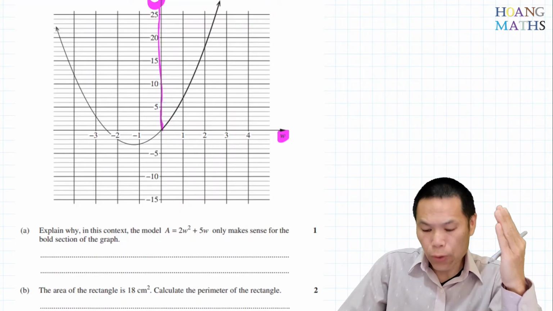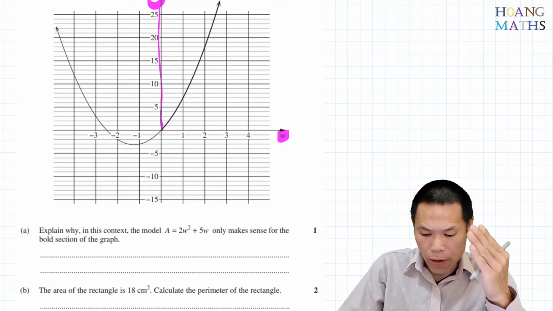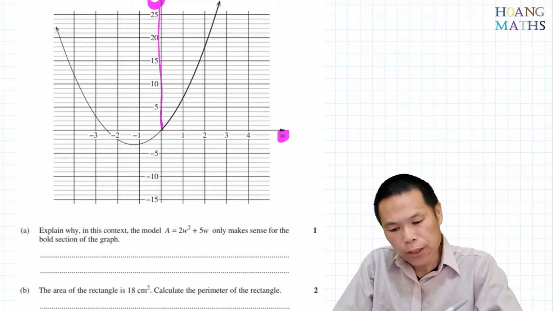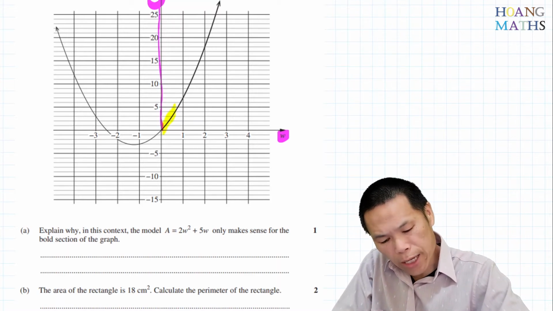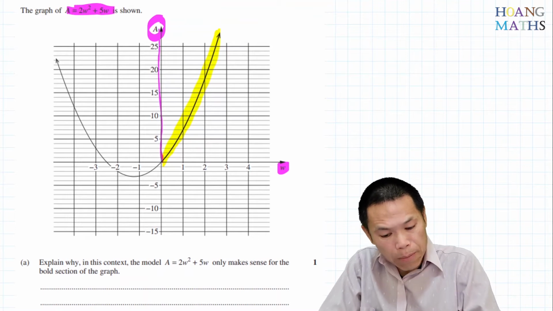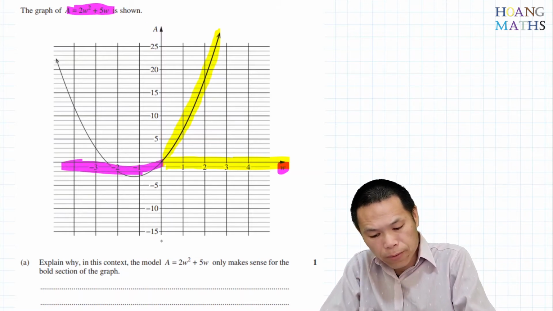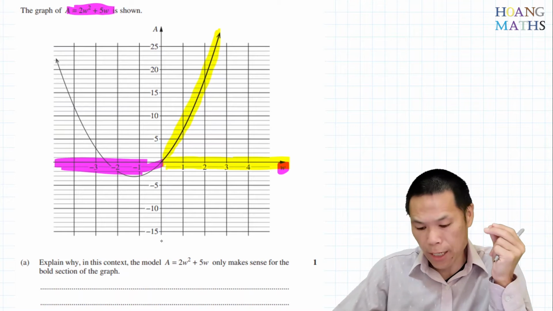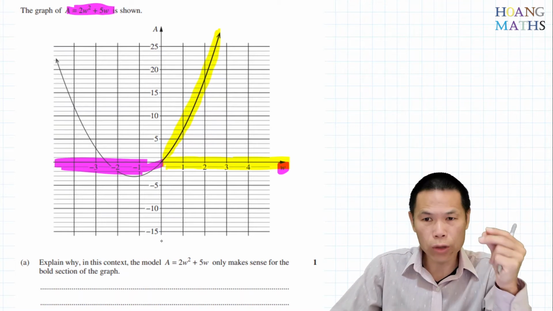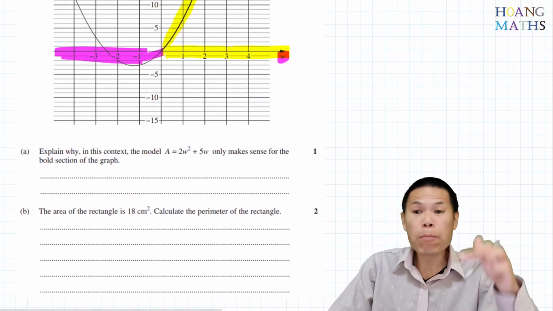Part A. Explain why, in this context, the model A only makes sense for the right section of the graph. In other words, why is only this part making sense in this context? You can see W is the width of the rectangle. Therefore, you cannot have a negative W. In other words, you cannot have a negative width of a rectangle. So W must be positive. That's why. Now part B.